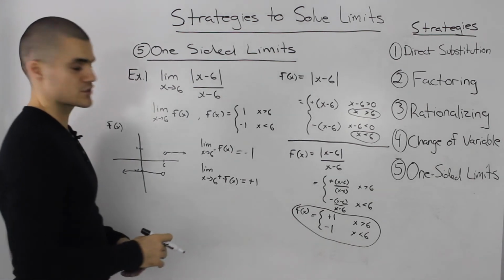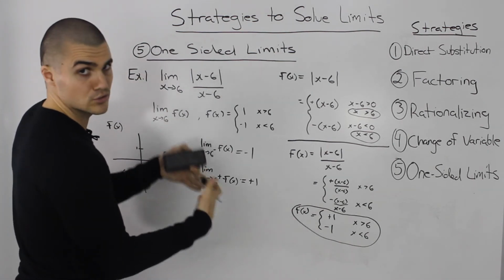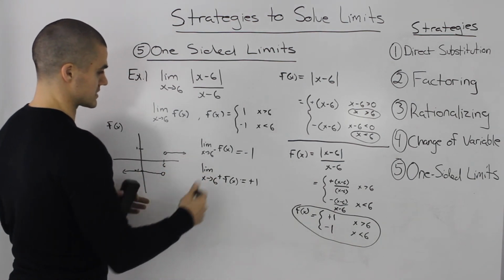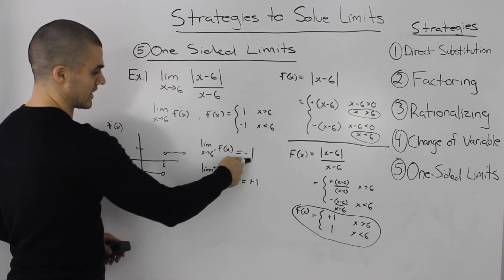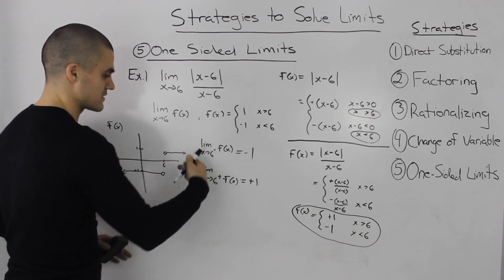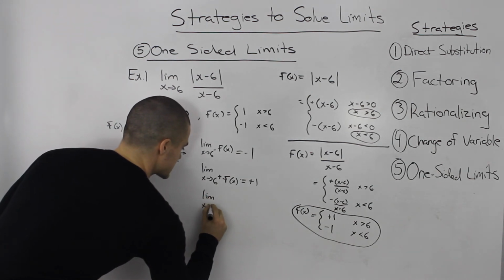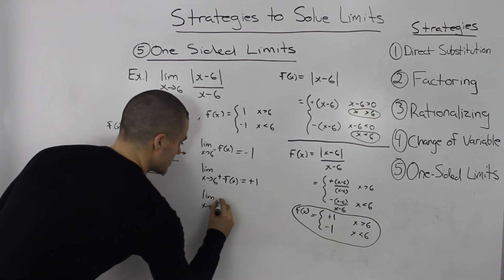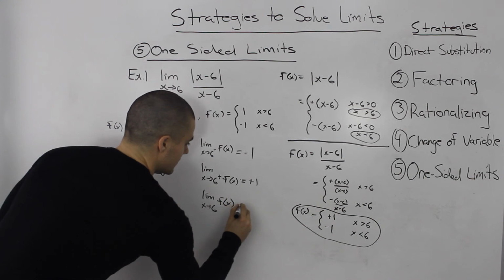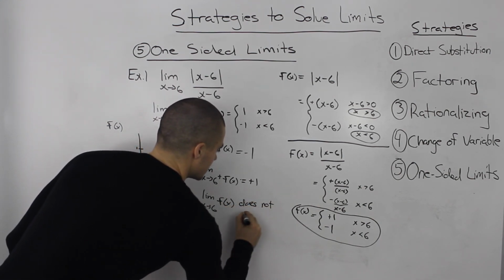And then remember our definition of a limit. If it exists, it has to approach the same value from both sides. But since it's approaching negative 1 from the negative side and positive 1 from the positive side, we can conclude that the limit as x approaches 6, the general limit, does not exist.